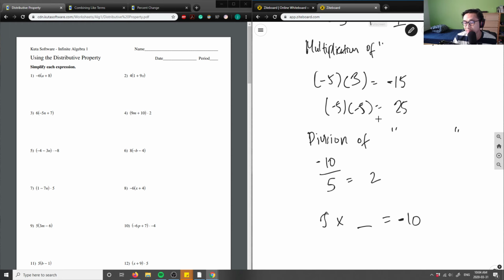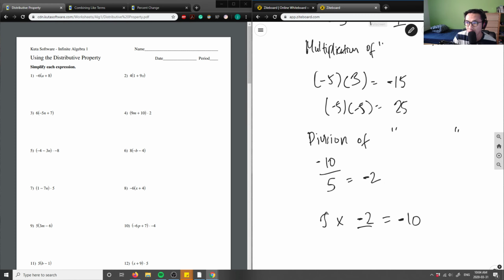You could rewrite it as a multiplication problem as well. So how we would do that is, again, 5 times what equals -10? 5 times 2 obviously equals 10, but is it positive or negative in this case? I have one positive number, which means my answer will have to be negative. So this is 5 times -2 equals -10 in this case.